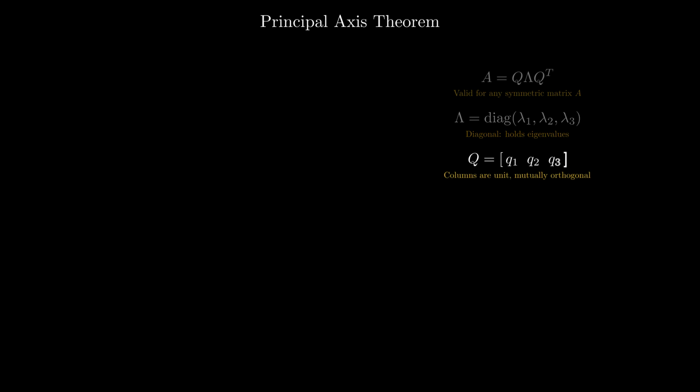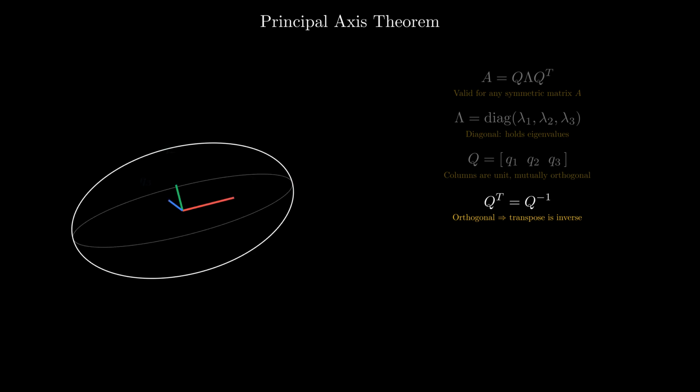The Principal Axis Theorem states that every symmetric matrix factors as A equals Q lambda Q transpose. Here lambda is diagonal, holding the eigenvalues. Q is orthogonal, meaning its columns are unit eigenvectors that are mutually perpendicular, so Q transpose equals Q inverse. That's the gift symmetry gives us.